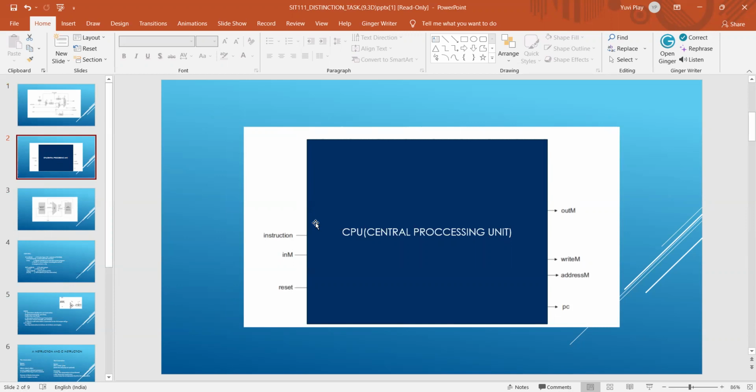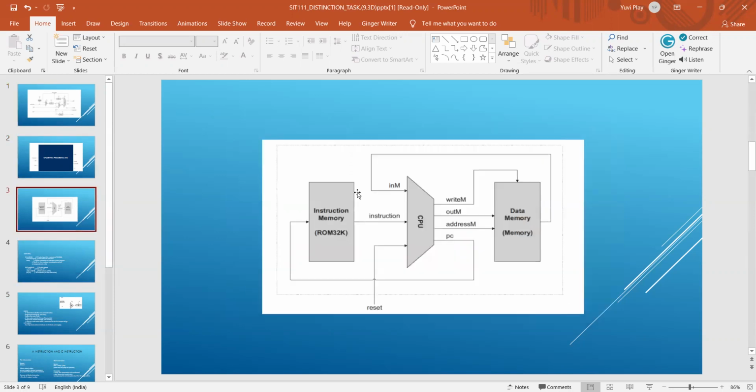So in this diagram, there are 3 inputs and 4 outputs. Instruction, inM, and reset are the inputs; outM, writeM, addressM, and PC are the outputs. In order to understand the Hack CPU diagram, from where the inputs are coming and where the outputs are going, we will look at the following diagram.